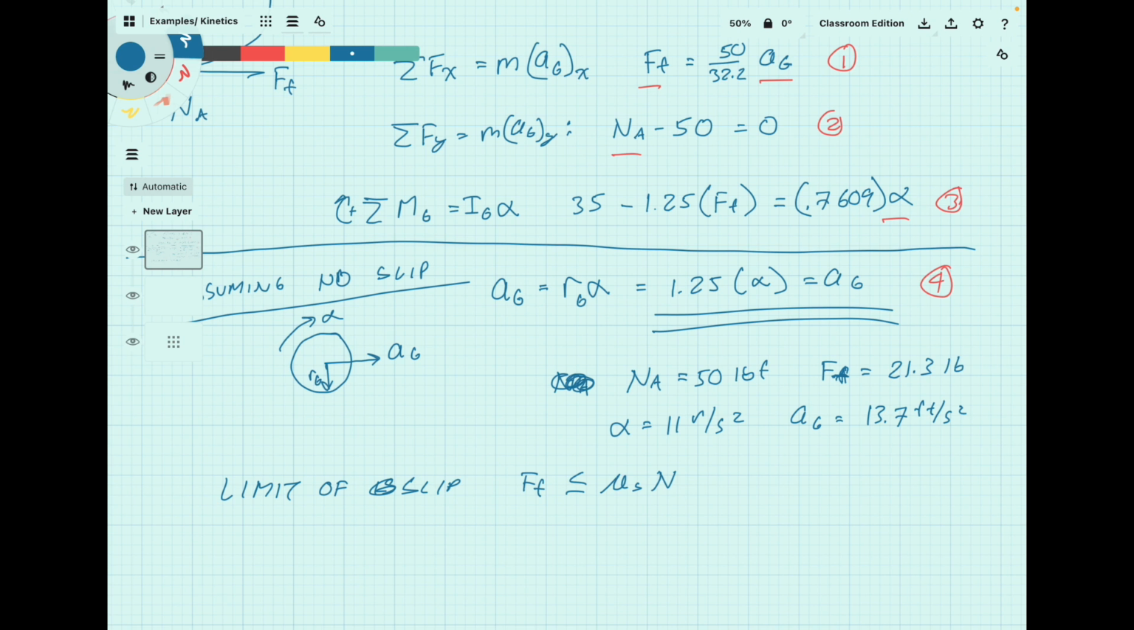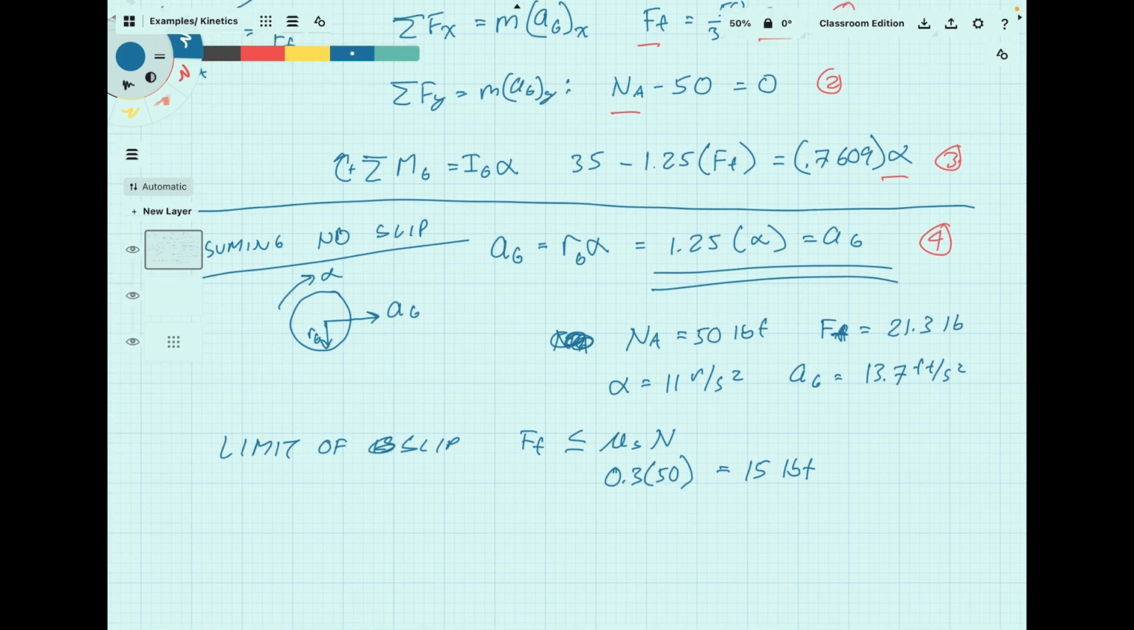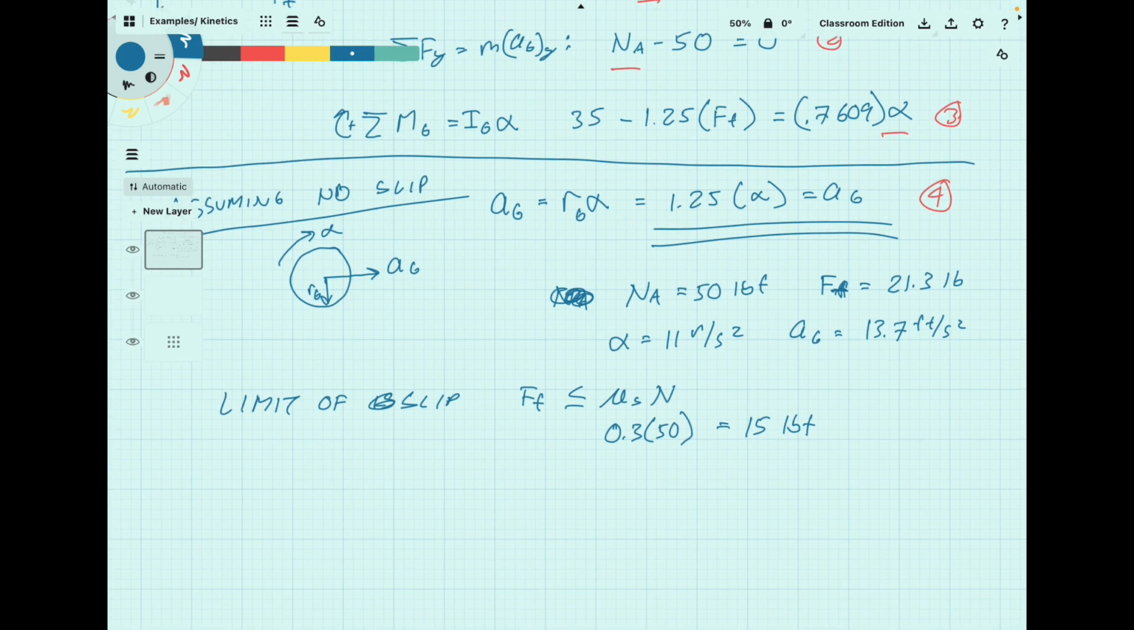So the static coefficient was 0.3, our normal force is 50, mu times 50, 0.3 times 50 rather, that's 15. And we calculated force friction of 21.3, so that is definitely not less than the limit of slip. So that implies that this is slipping. So that's that relationship there, based on the friction that we calculated, means that the object is slipping.